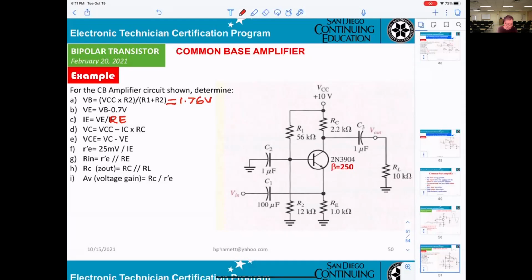Okay, VE is VB minus 0.7, so 1.06. Okay, IE.